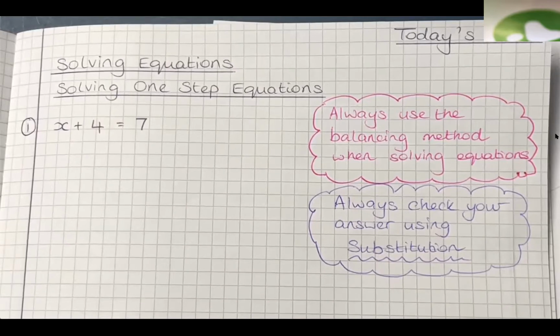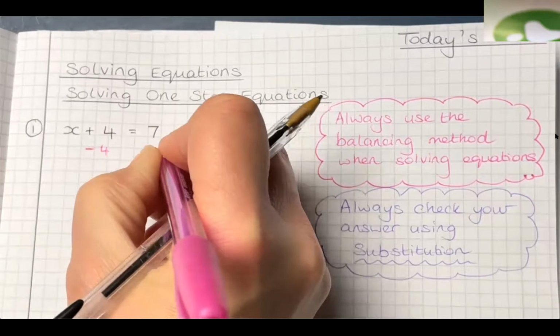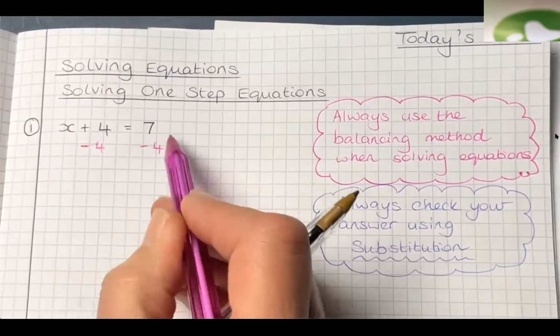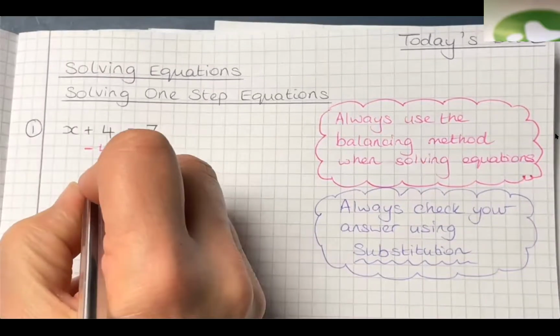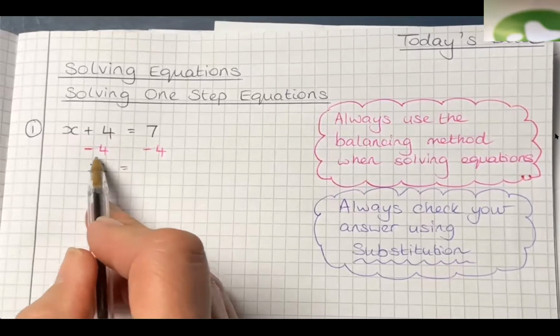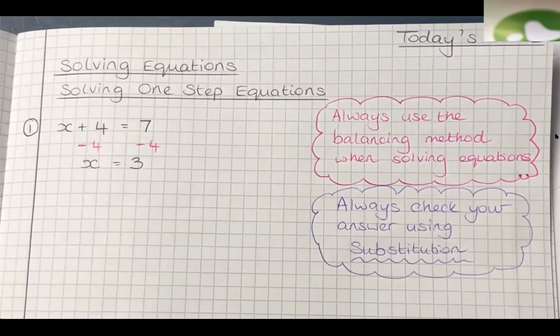Okay, so for this one, remember with the balancing method, we do the same to both sides. Whatever I do to this left-hand side, I need to do exactly the same to the right-hand side. So I've subtracted 4 from both sides. That means I've now just got x on its own on the left and I've got 3. But you knew that because it was easy.